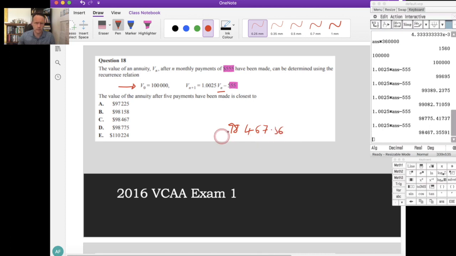Doesn't matter about the cents. Once we do that, closest to, so what's the closest to? It's close to 98467. It's closest to C by a long shot. Okay, oh, I guess all of them are around that, but you can see without our cents there, we are definitely closest to C.